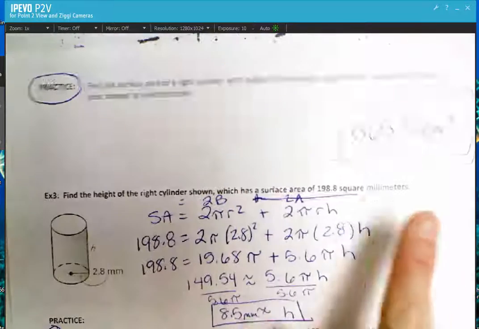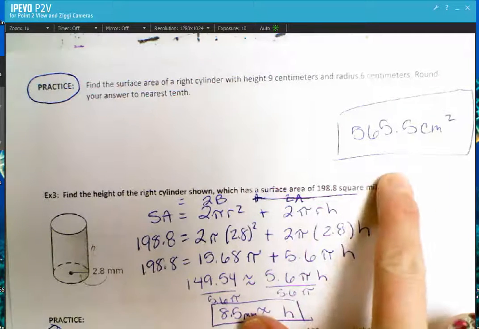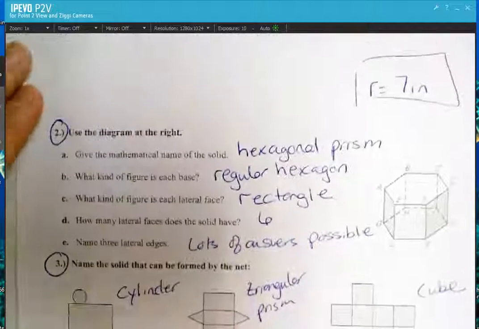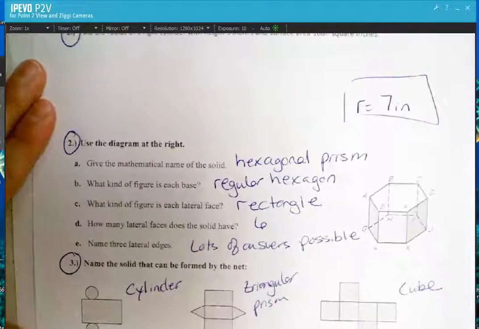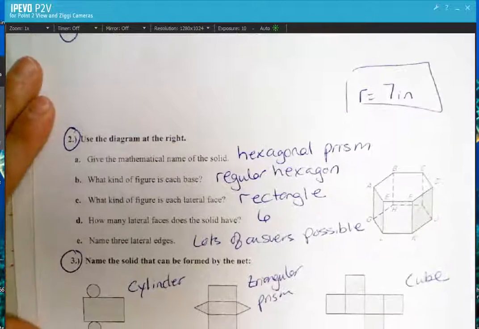All right, there's the answer for your first practice up above. And then down below, let me scan out so you can see all of those together. All right, I will see you in class tomorrow.